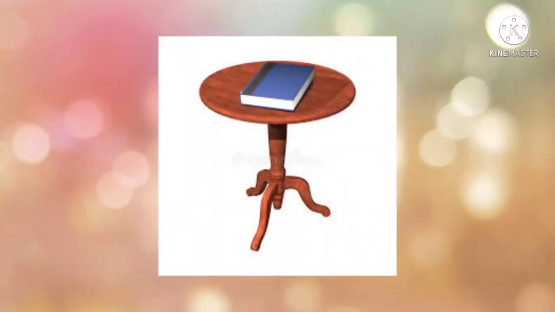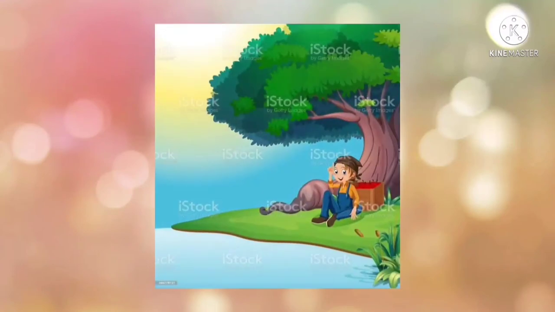Okay, children, let us see some more pictures related to the prepositions. Look at this. Here, a book is on the table. See here, girl is under the tree. Like this we can give so many examples and pictures about the prepositions.